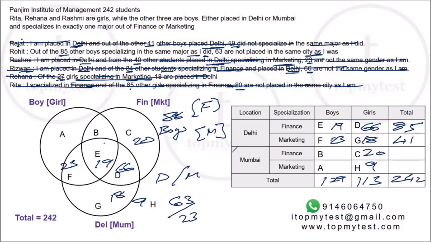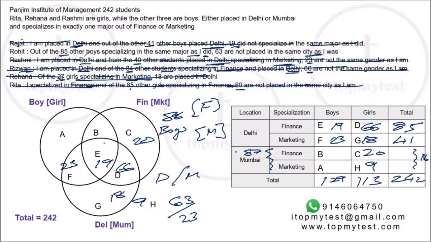So Mumbai boys would be 129 minus this total. This is 42. 129 minus 42 is 87. This total should be 87. Mumbai boys would be 87. Okay, and we also can find out the total number of people in Mumbai throughout. 87 plus 20 is 107 plus 9 is 116. So this total will be 116, right? And if you verify this, 85 plus 41 is 126 plus 116 is 242. So we now need to just figure out these two.